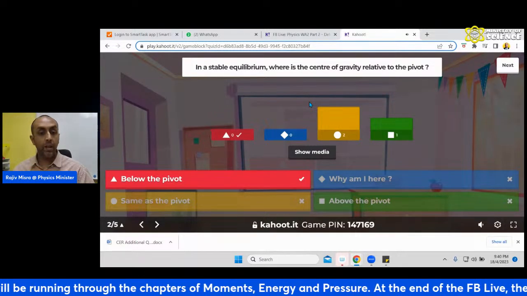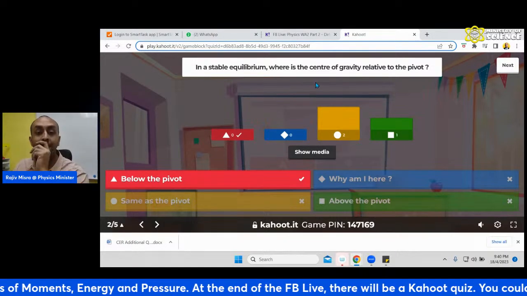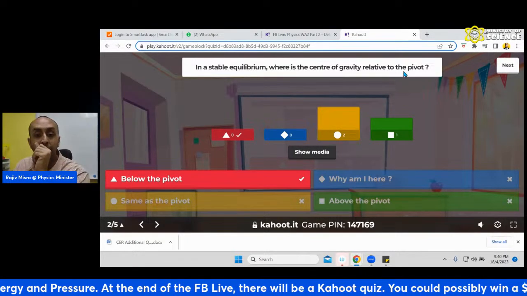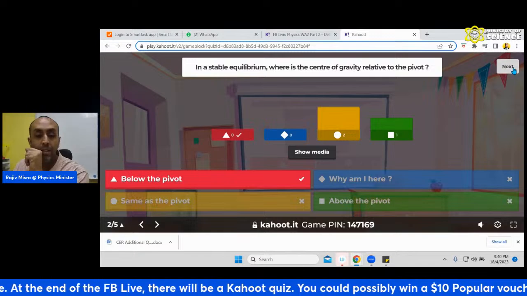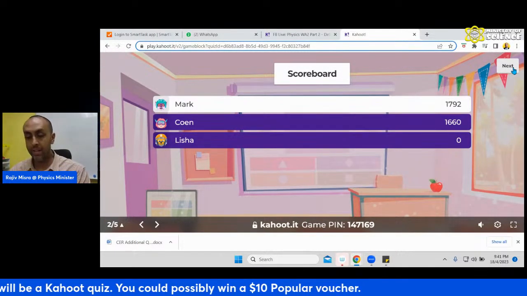Yeah, so it'll definitely be below the pivot. Just take note that in a stable equilibrium, the center of gravity is below the pivot. Y'all just go ahead and try it out. This is the next question.